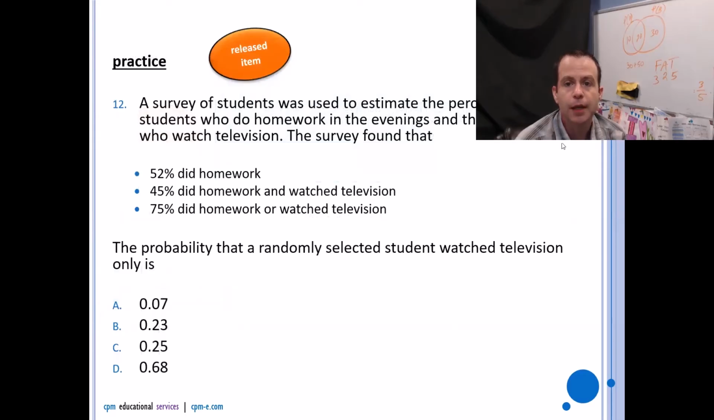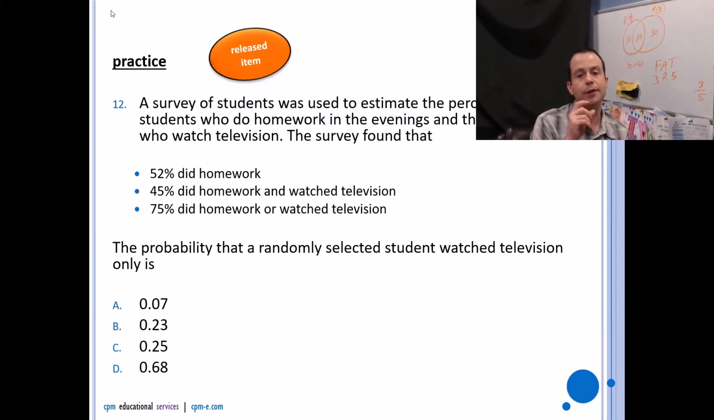Okay, good job. A survey of students was used to estimate the percentage of students who do homework in the evenings and the percentage who watch television. The survey found that 52% did homework, 45% did homework and watched television, a bad combination, by the way. 75% did homework or watched television.